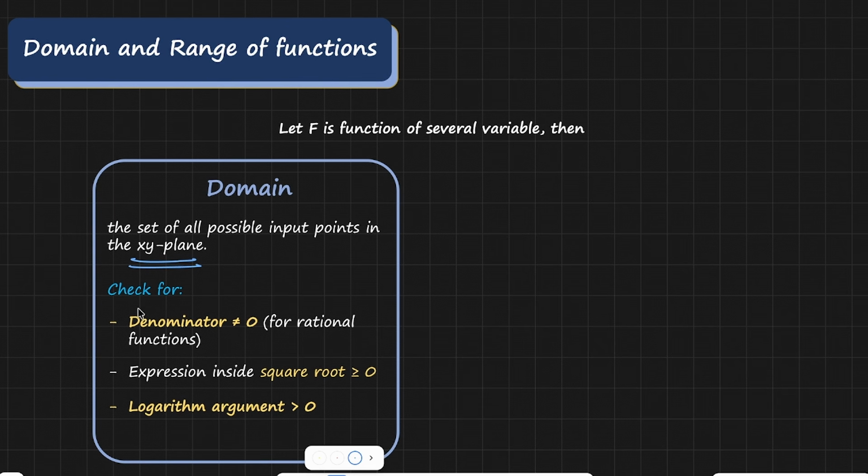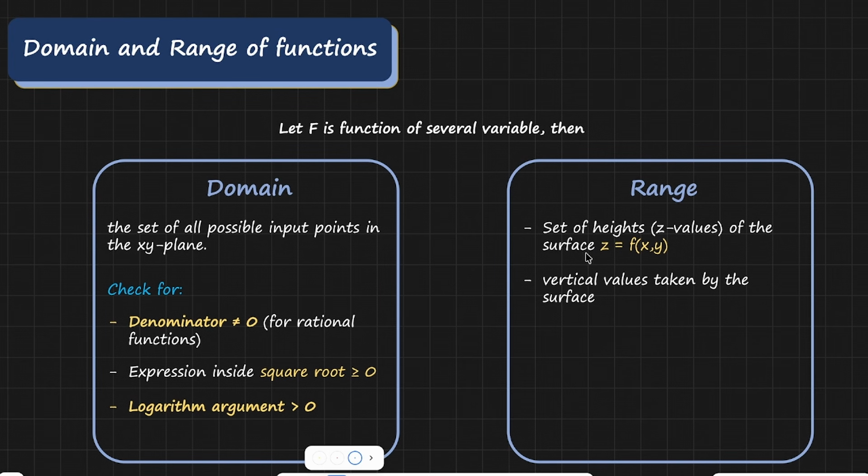So here, keep in your mind 3 points. First, check that the denominator is not equal to 0 for any rational function. The expression inside a square root should be greater than or equal to 0, and the logarithmic argument, whatever is written inside the logarithm, should be greater than 0. It should not equal 0, it should not be negative. So keep in your mind these 3 points, then we can proceed forward.